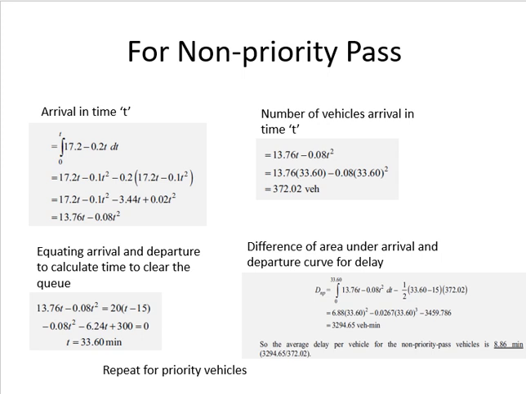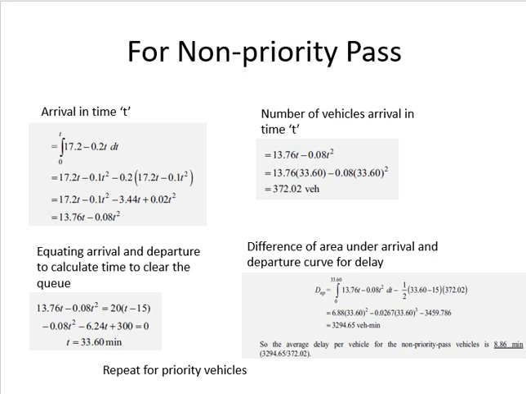Then we want to calculate the total delay. Total delay is the difference of area under arrival curve and departure curve. Equation for arrival, this one. You want the area under this equation. Area under the curve of this equation. To find out the area under the curve, I have to do the integral.